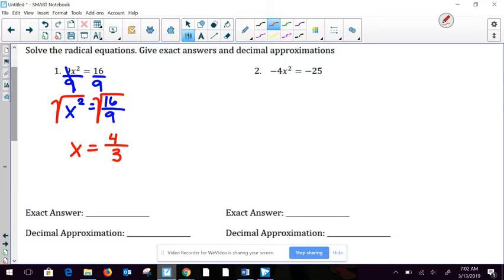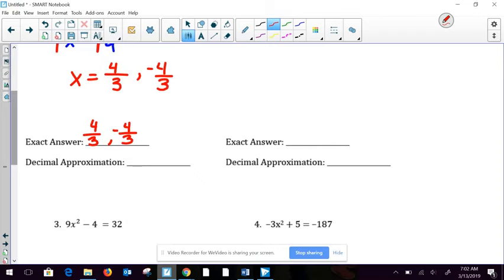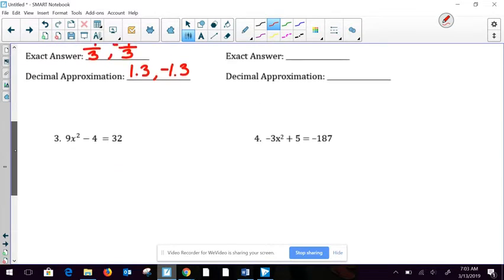So 4 over 3 is what x is. But don't forget, you also have your negative of that. So negative 4 over 3. So my exact answers are 4 over 3 and negative 4 over 3. The way I get my decimal answers now is I have to divide that in my calculator. So if you type in 4 divided by 3, you get, right, 1.3 and negative 1.3. Great job.